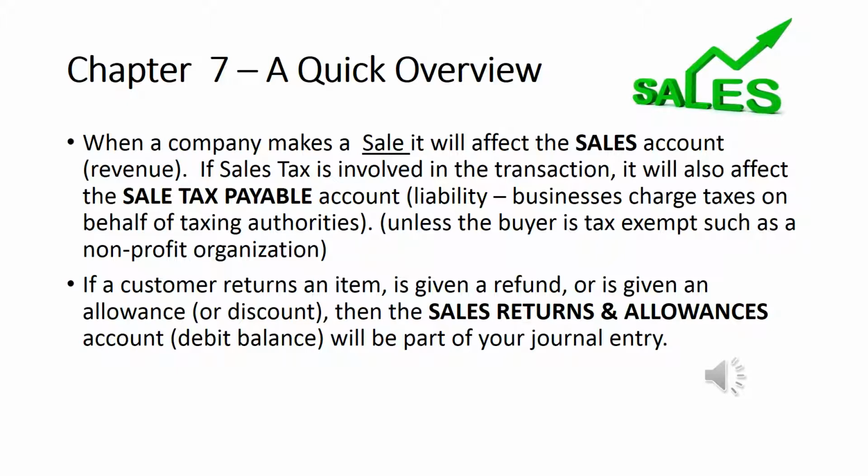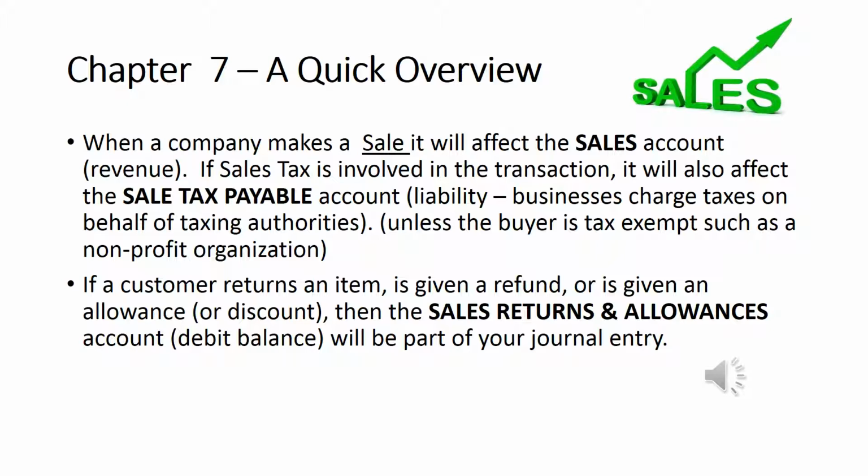In this chapter, chapter 7, we will deal with sales and how to journalize sales, sales tax payable, and returns and allowances. So we'll give you a quick overview of chapter 7. When a company makes a sale, it will affect the sales account. Remember, sales is a revenue category, or how a company earns its income or revenue.